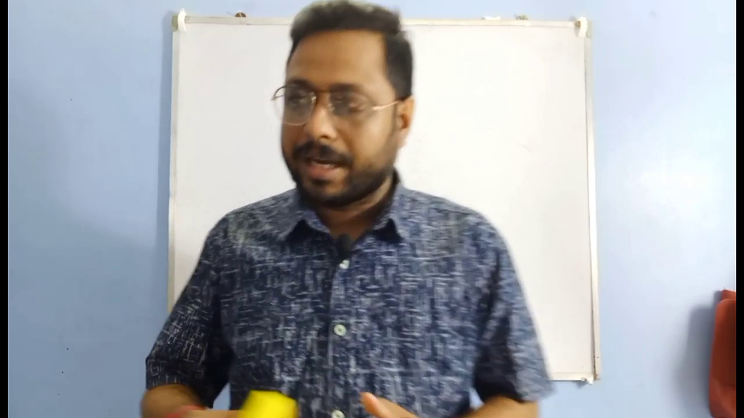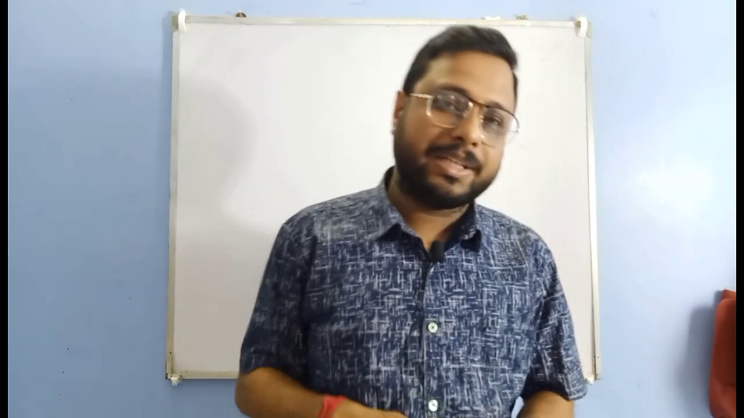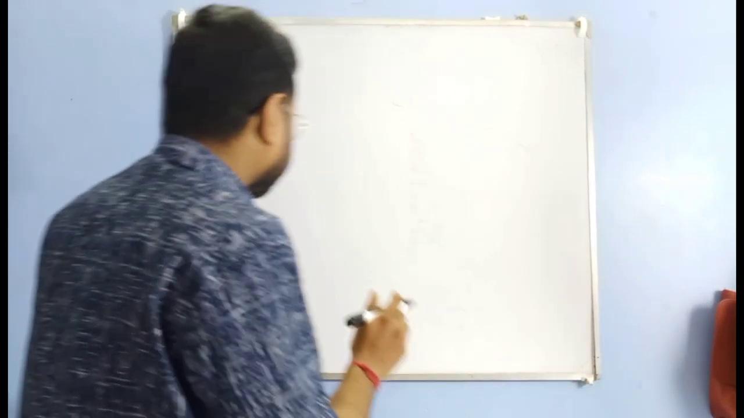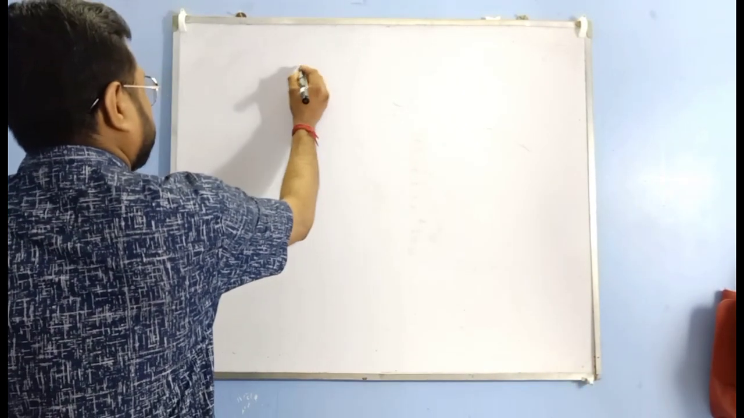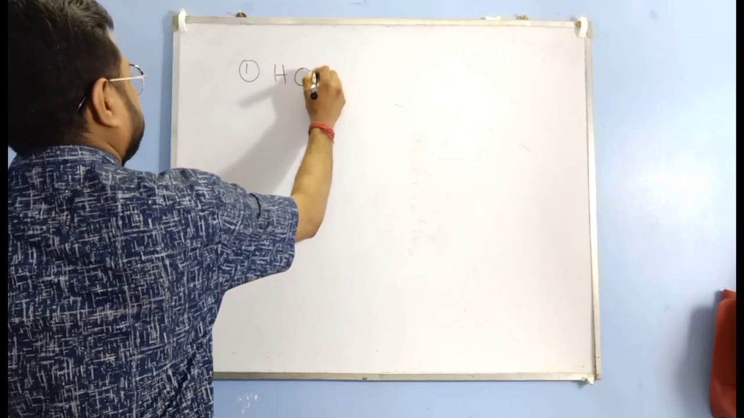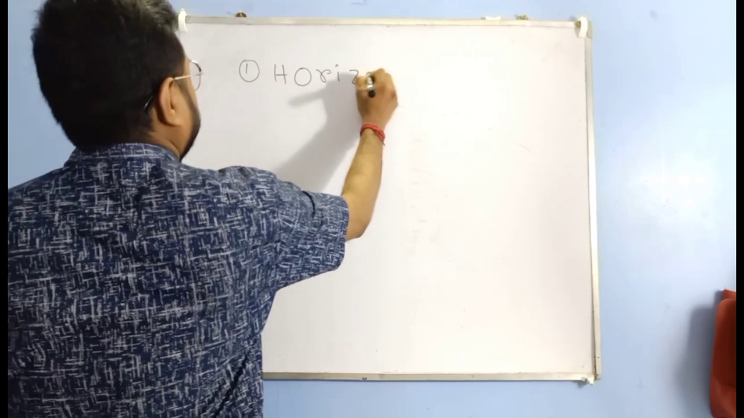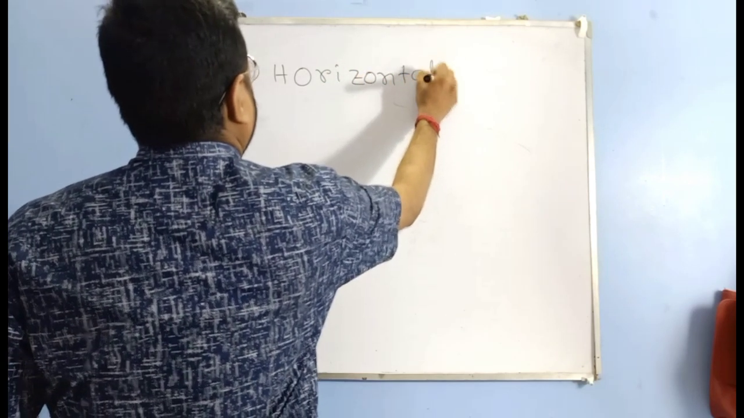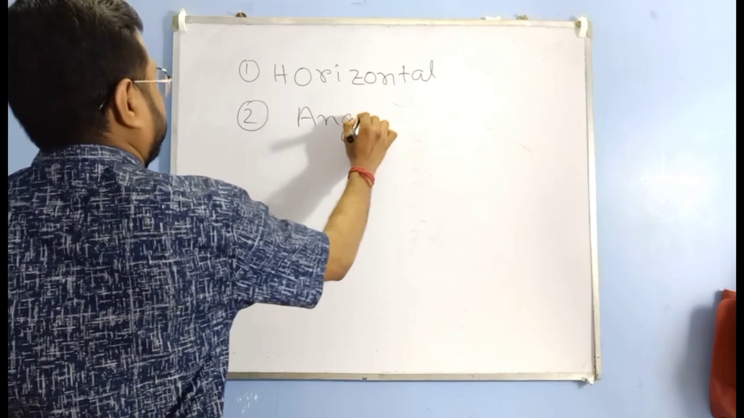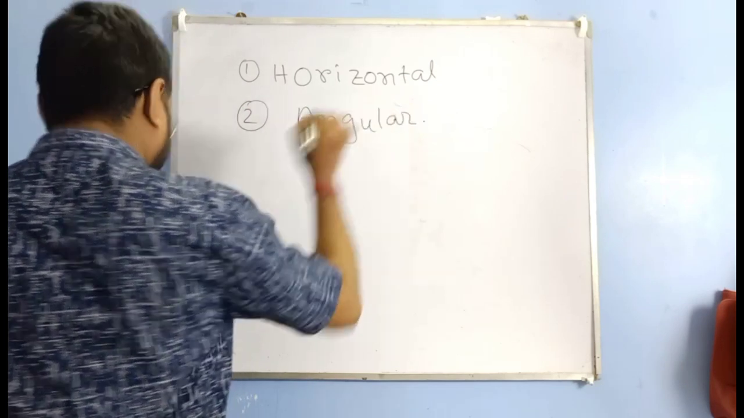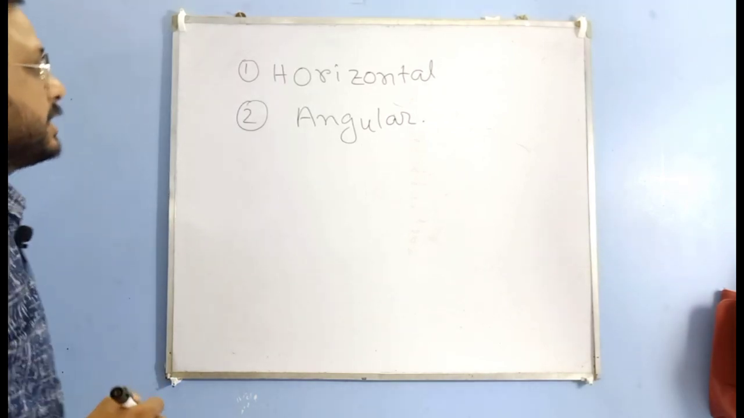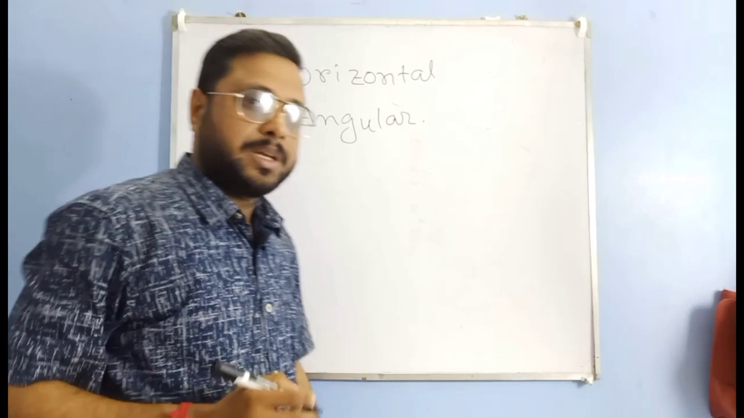Projectile motions and how we deal with them. Basically there are two types of projectile: one is horizontal projectile, and the other is angular projectile. Today we shall discuss only horizontal projectile.